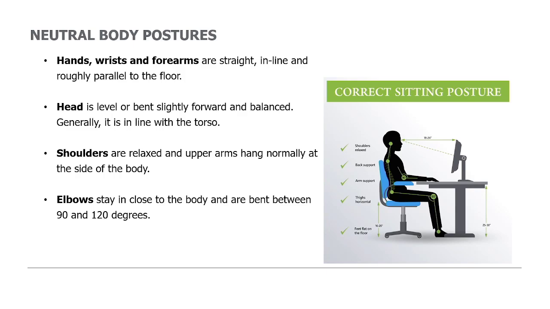Neutral body postures include, and we're going to give you some examples, the hands, the wrists, the forearms. Try to keep those as straight and parallel to the floor as you possibly can. The head should be level or even bent slightly forward and balanced. The shoulders should be relaxed. Upper arms hang normally at the side of the body. The elbows should be bent between 90 to 120 degrees, as if you're going to be sitting for a period of time.